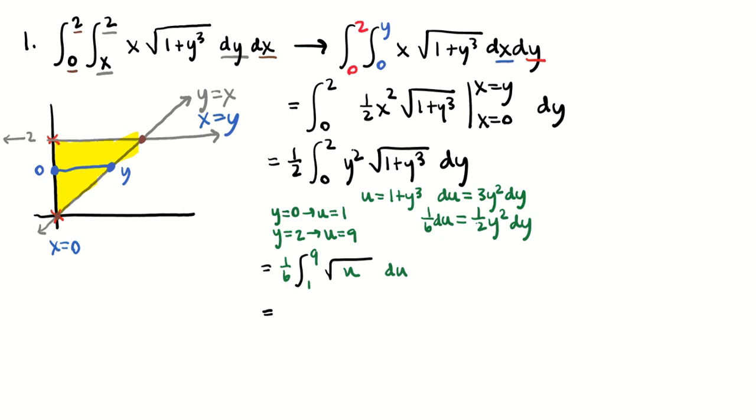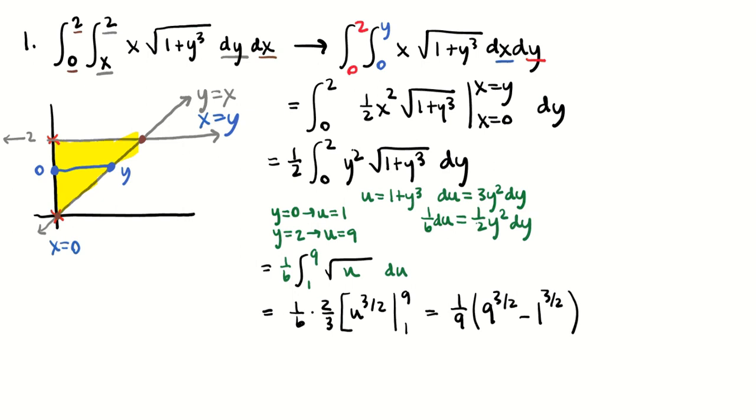All right, u to the 1/2, I anti-differentiate, I get 2/3 u to the 3/2. Okay, I can factor out the 2/3, just let u run from 1 to 9. Okay, so this is 2/18, or 1/9, of 9 to the 3/2 minus 1 to the 3/2. Okay, 1 to the 3/2 is going to be 1. 9 to the 3/2 is the square root of 9, taken to the third power. So that's going to be 27. So this is going to end up being 26 divided by 9.